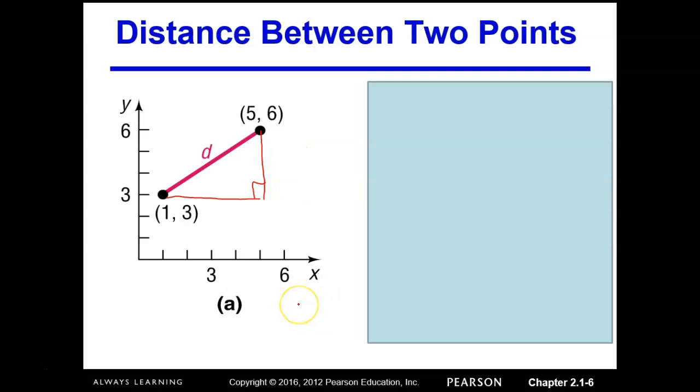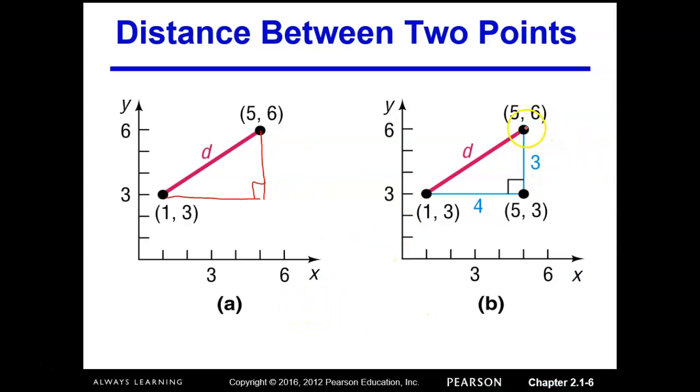The same distance. So if we find the vertical distance from there to there, we see that the x value is the same on both, and the y value is the same down here, 3 and 3. So you subtract the y values, 6 minus 3, that gives us 3. Subtract the x values, x changes on the horizontal, so 5 minus 1, that's 4. And if we use the Pythagorean theorem, because this forms a right triangle, d squared equals 4 squared plus 3 squared. So that's where the distance formula comes from. So let's derive it technically.